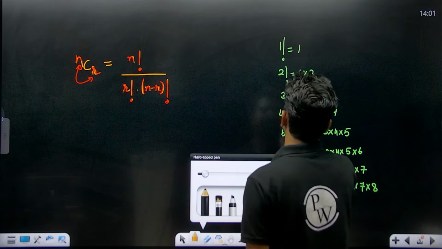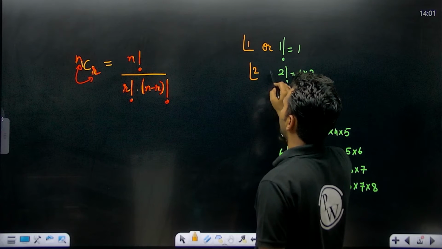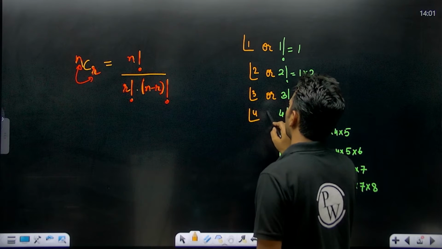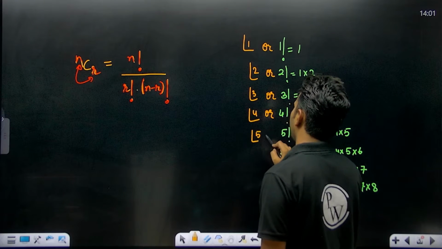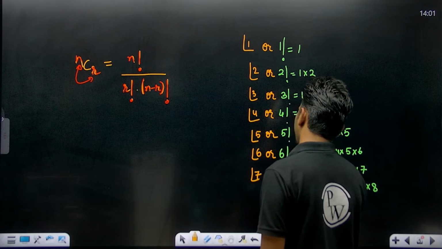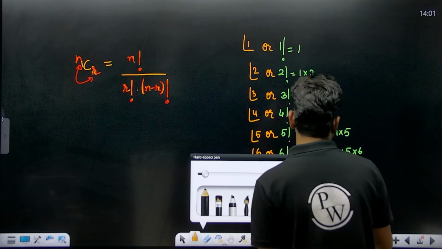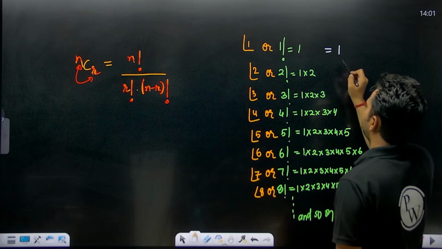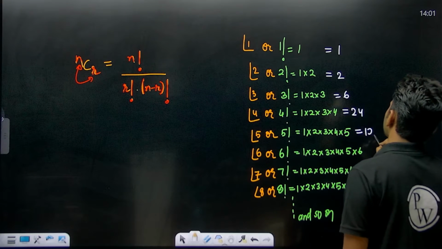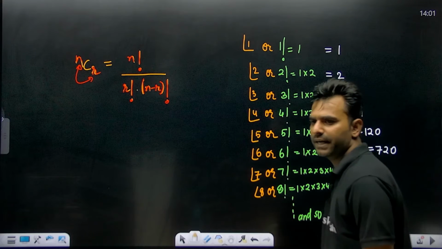This can also be represented by the symbol like this. This is factorial 1, factorial 2, factorial 3, factorial 4, factorial 5, this is the factorial 6 symbol, factorial 7, this is factorial 8. You must remember a few of these factorials, as these are very basic. You must remember at least these values because they are very important.